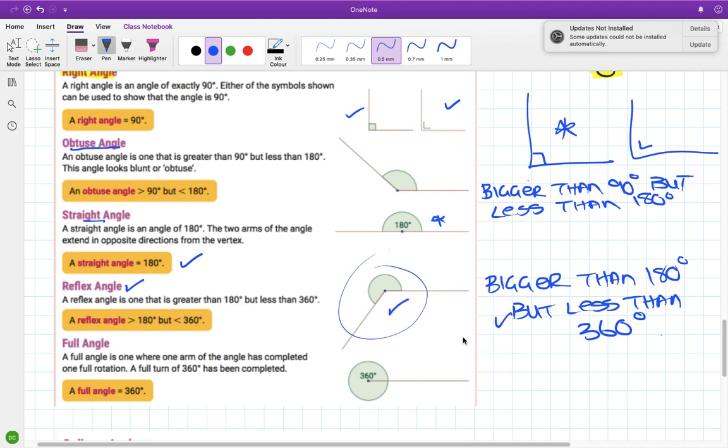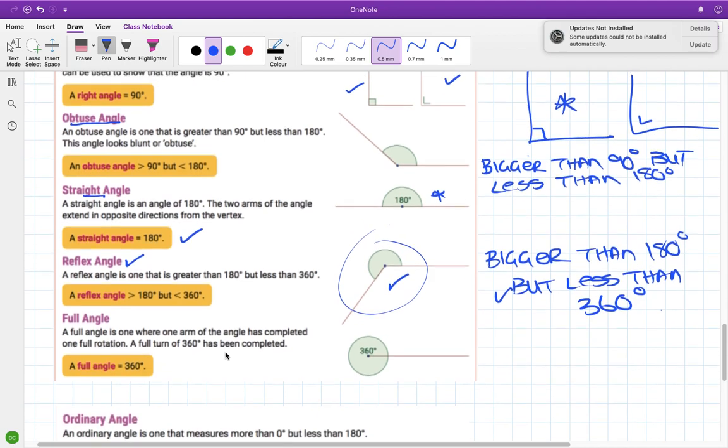Yeah? Now a full angle. So a full angle is when you start at the start, you lift up the arm, go all the way around, and back to the start. And a full angle is a full turn, which is 360 degrees.